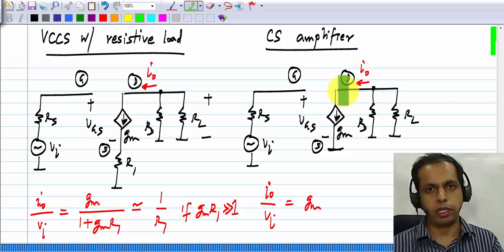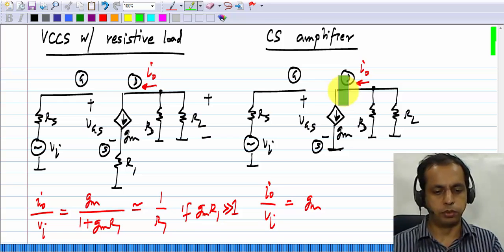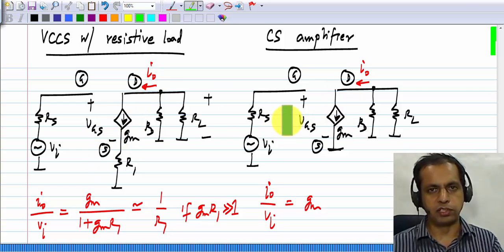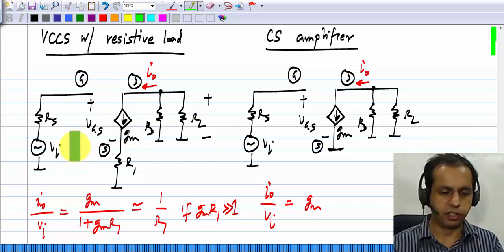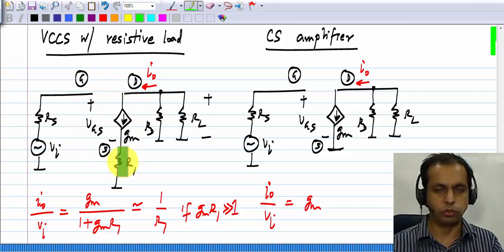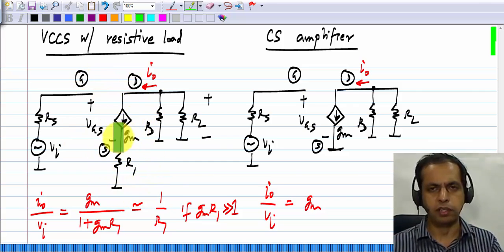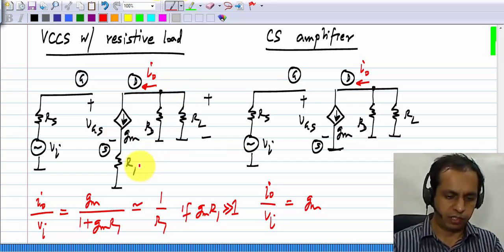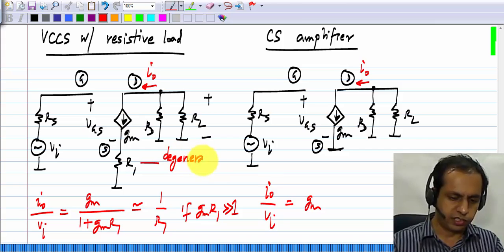Of course, I have only stated it vaguely because to specify it exactly, you have to also make quantitative comparisons. The transconductance here is smaller than this and so on. But in general, this circuit is more linear than that, and this is used for that purpose. This is degenerating the transistor. And this resistor is sometimes called the degeneration resistance.